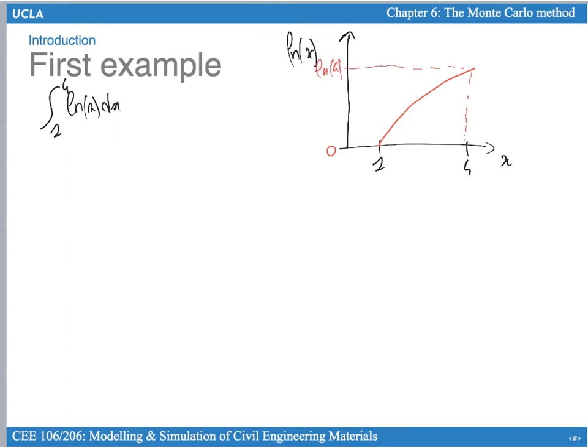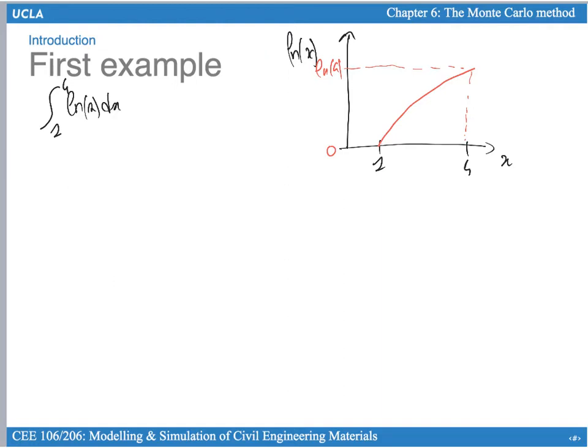So now the main idea is that if we want to calculate the value of this integral, one way we can do that is to rely on the Monte Carlo method, which again relies on randomness, relies on generating random numbers.